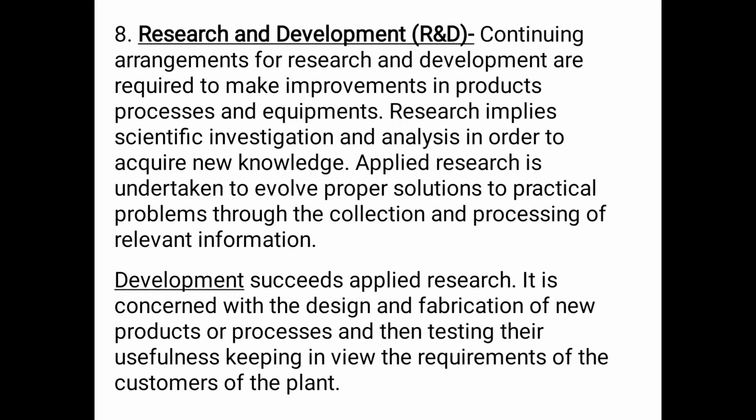The eighth function of production department is research and development department, that is R&D. It is one of the most important departments in any organization because it keeps the organization growing. Continuing arrangements for research and development are required to make improvements in products, processes and equipment.